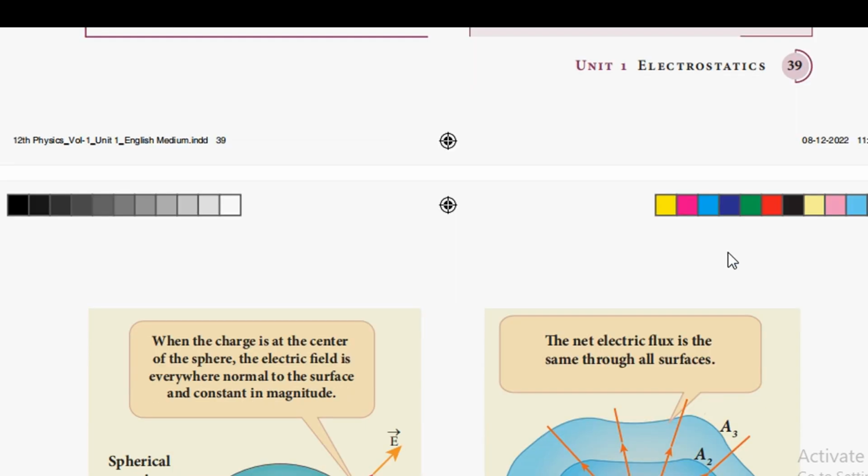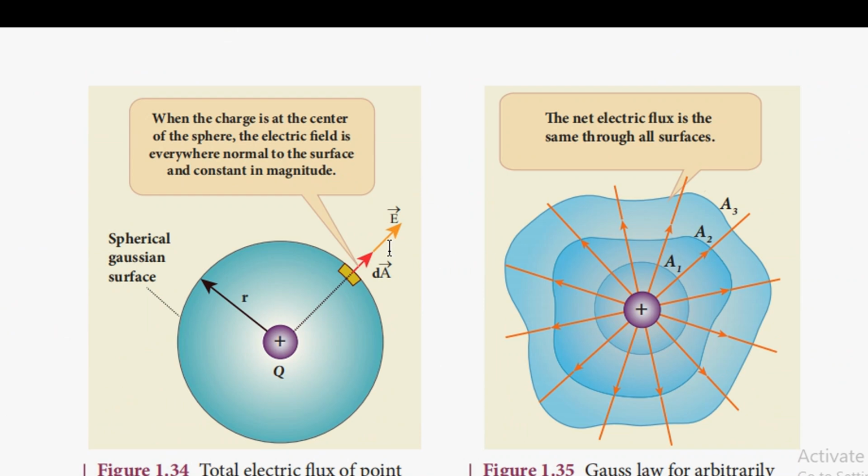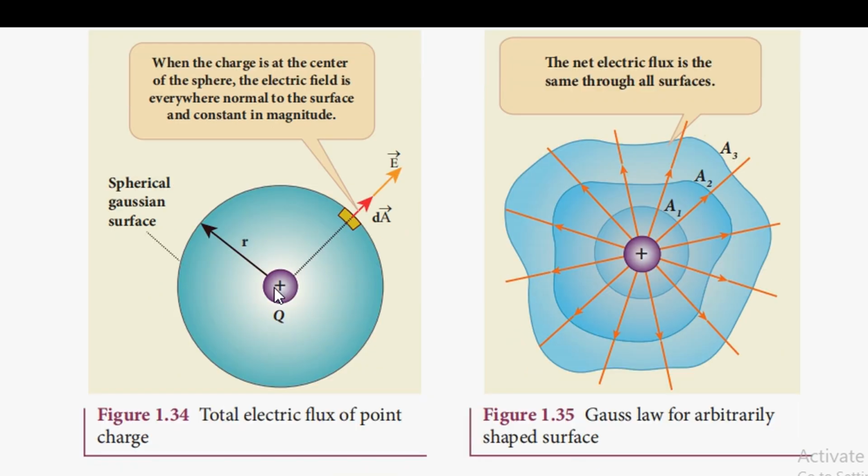So the expression phi E is given by closed integral of E dA, since cos 0 equal to 1. And these are the diagrams representing the Gaussian surface, the spherical Gaussian surface, and here this is an arbitrarily shaped surface. So this will give you the total electric flux of point charge plus Q, and this is the net electric flux that will remain the same through all the surfaces.